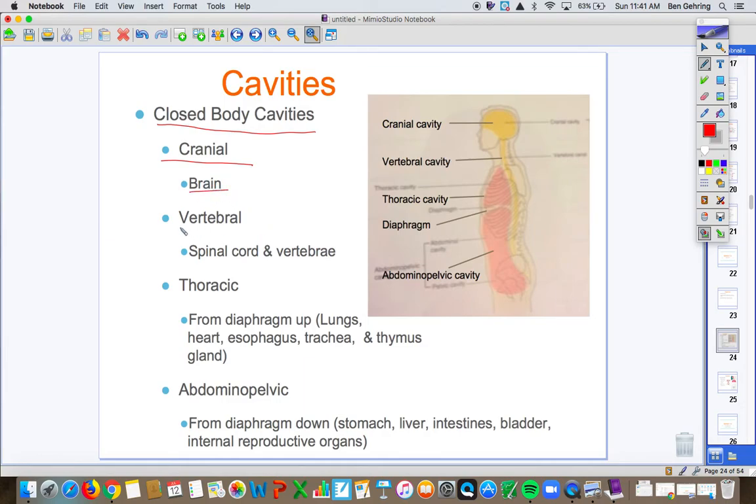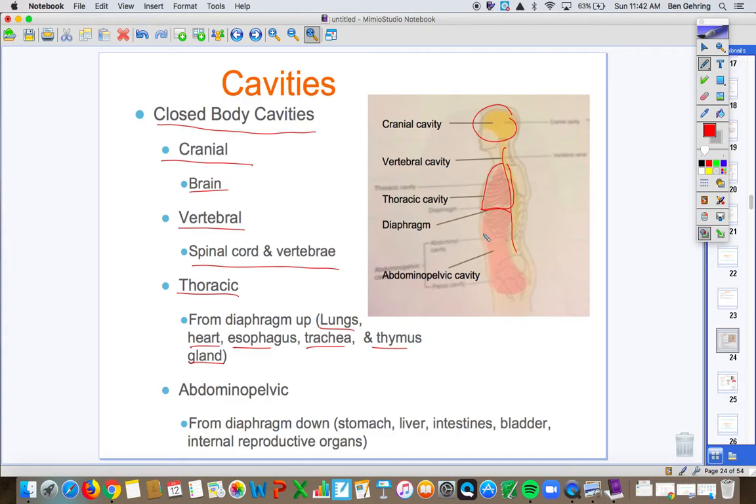So your cranial cavity contains your brain. Your vertebral cavity contains your spinal cord and your vertebrae. So cranial cavity is up at the top. Your vertebral cavity is all of this. Along with that, we have your thoracic cavity. So this is from your diaphragm up to the top of your rib cage. So your rib cage is essentially your thoracic cavity. Includes organs such as your lungs, your heart, your esophagus, the trachea, and your thymus as well.